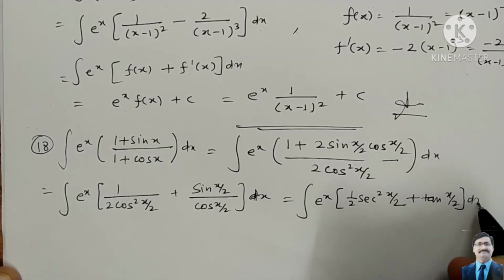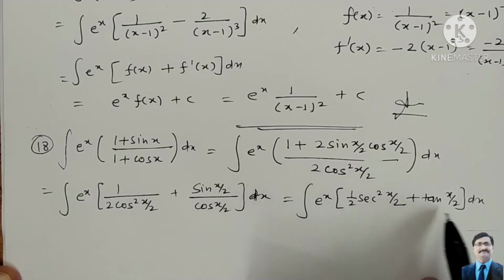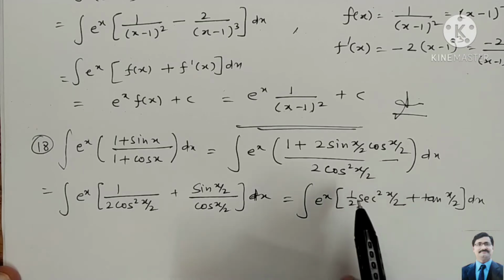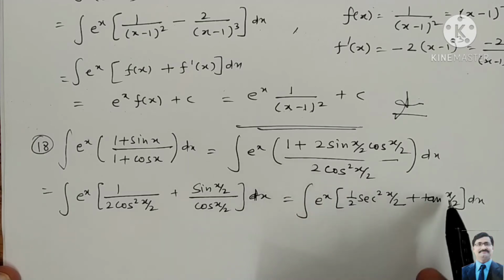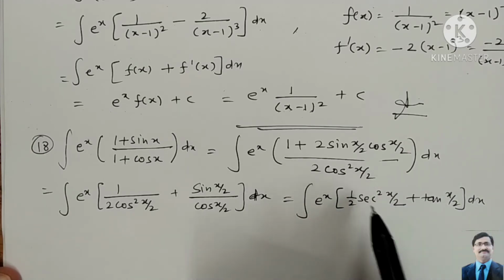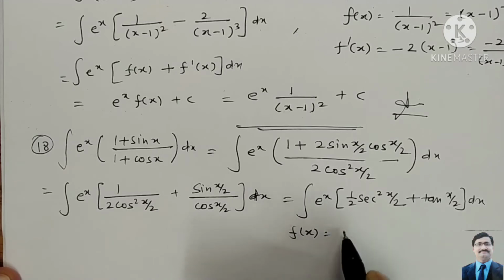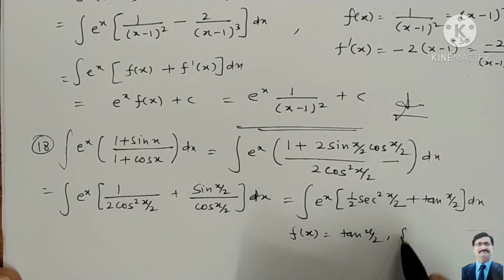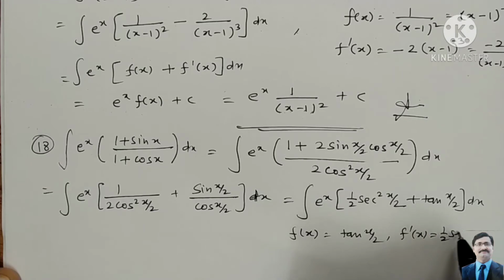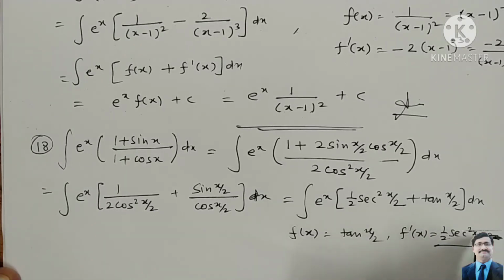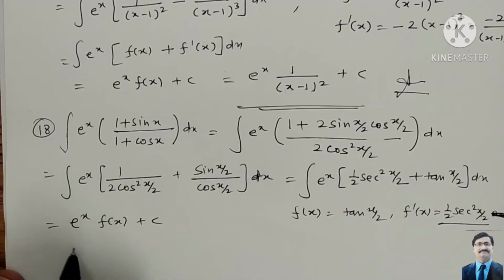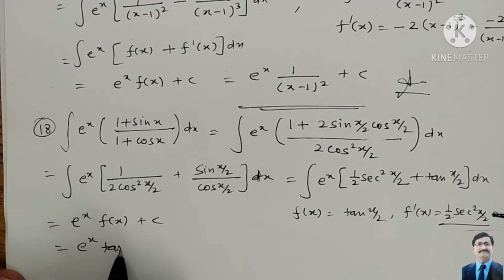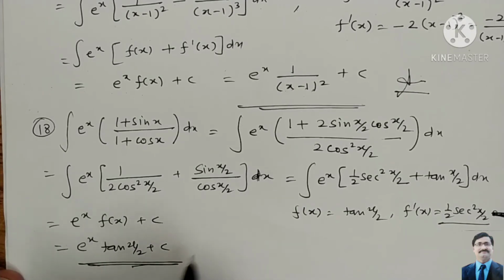Now we have to identify which one is f(x) and f'(x). This is the f(x) and this is f'(x). The differential of tan x is sec^2 x, and x/2 differential is 1/2. So this is your f(x) and this is f'(x). So here f(x) is tan(x/2) and f'(x) is equal to 1/2 sec^2(x/2). So the answer is e^x f(x) + c, and e^x f(x) is e^x tan(x/2) + c. This is our answer. All of you understand this?